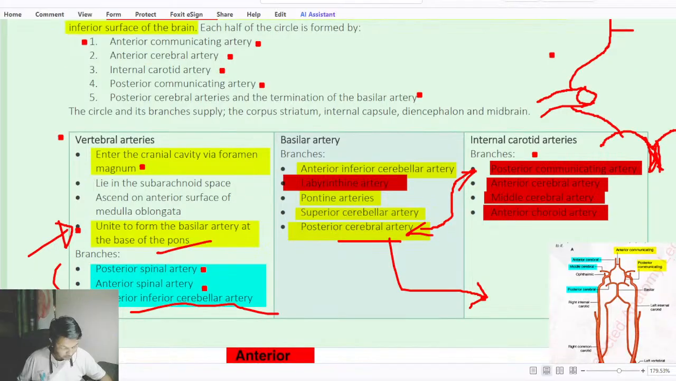So we have the two vertebral arteries, which are branches of the subclavian artery. They pass through the foramen magnum, and at the level of the pons they join together to form the basilar artery. Then the basilar artery gives off the branches, superior cerebellar artery and posterior cerebral artery, and the internal carotid artery gives rise to the posterior communicating artery, middle cerebral artery, and anterior cerebral artery. They all anastomose and form the circle of Willis. Yeah, good.